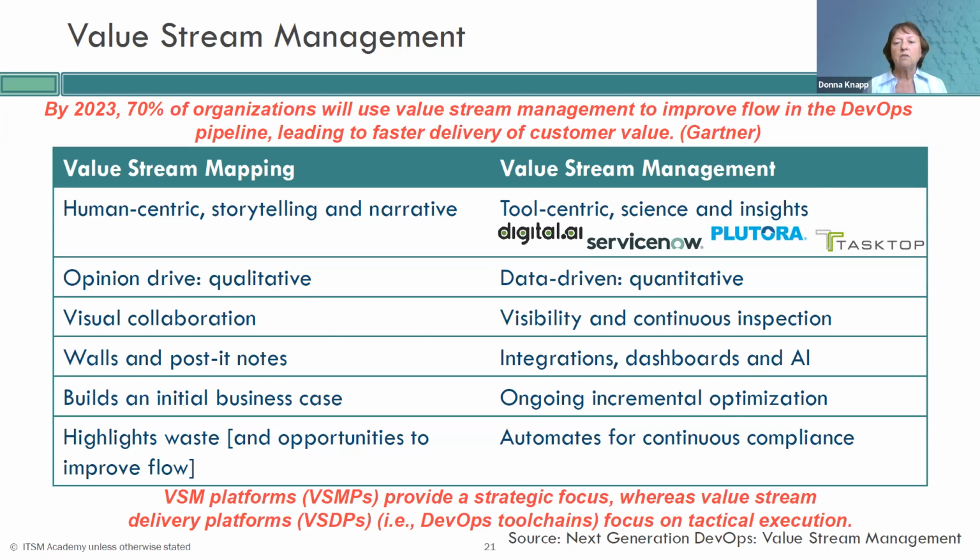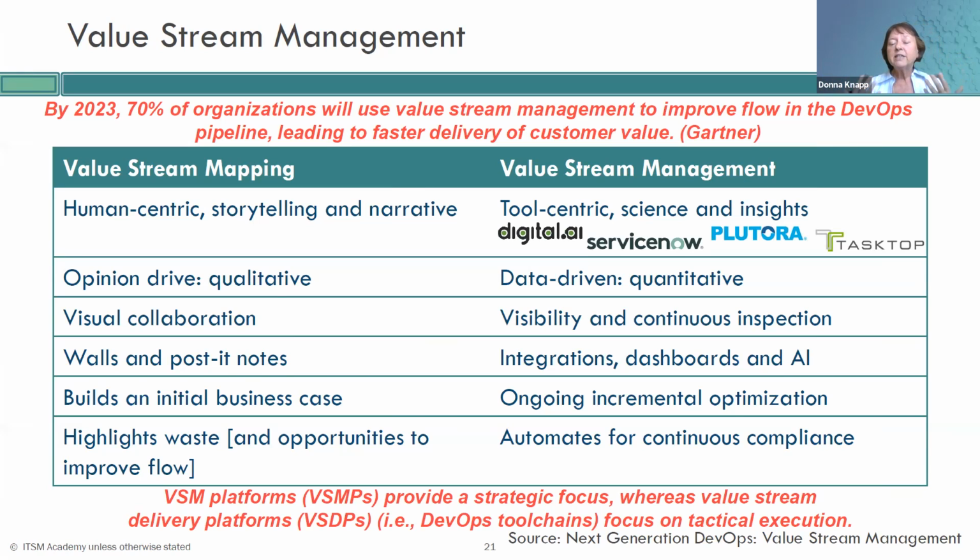It really speaks to the fact that value stream mapping is that human-centric perspective that we've been talking about: getting people together, having them collaborate, having them understand and empathize with what each other is doing. Value stream management is a very tool-centric, platform perspective. You hear Gartner talk a lot about value stream management platforms. You see companies like Digital.ai, ServiceNow, Plutora and others who are some of the leaders in this emerging platform approach. Gartner says by 2023, 70% of organizations will use value stream management to improve flow.